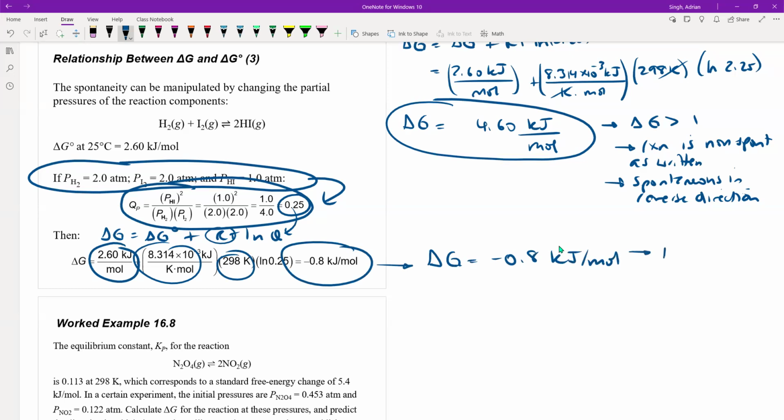So now we have a delta G of less than 0. And what that means, we have a negative delta G. The reaction will be spontaneous as written.